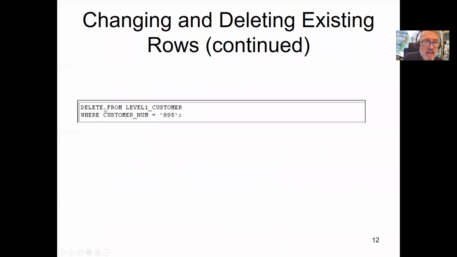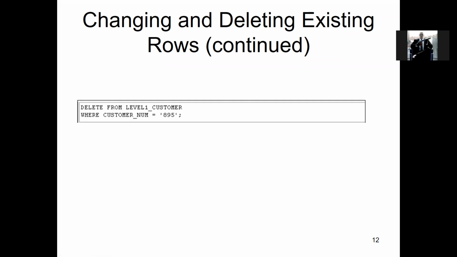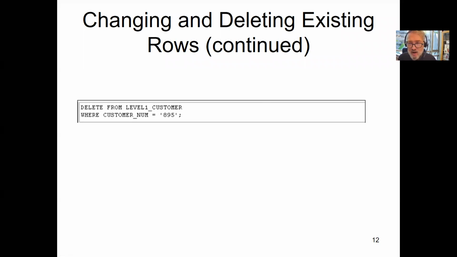Okay, so here's the example. Doesn't it look like a select statement? Can you imagine select from level 1 customer where customer number is equal to 895? It would just give you a record. Well, this will delete that record. So it will delete the customer whose number is 895? Only that record.